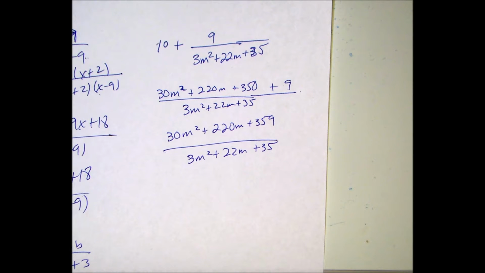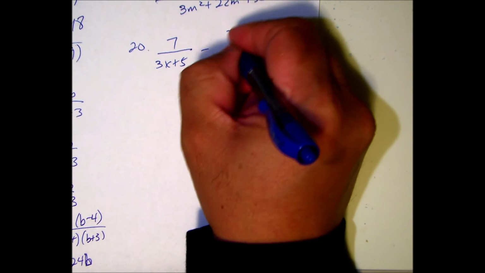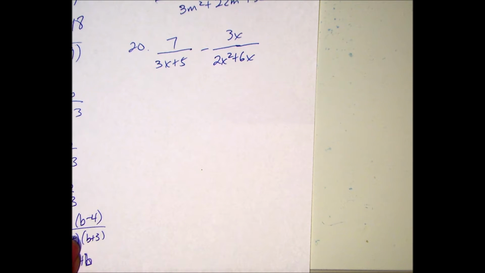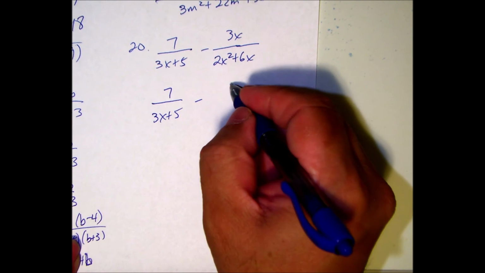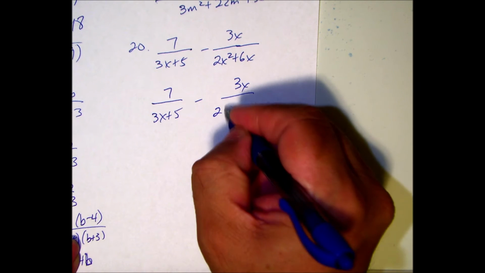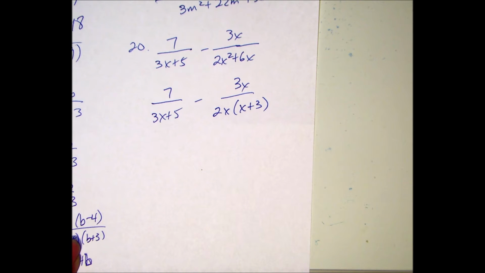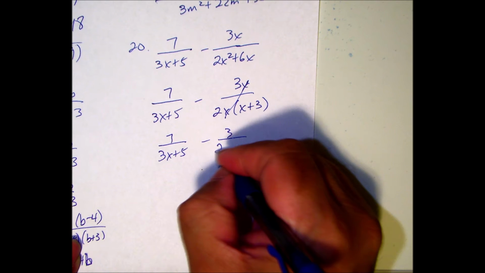Okay, is there anything else? Let's do one more. I'm going to do number 20. Okay, here, not much interesting is going on with the first fraction, but there's a common factor in the denominator of the bottom fraction, right? 2x. In this case, my x is reduced. Alright, so then I have 7 over 3x plus 5 minus 3 over 2.